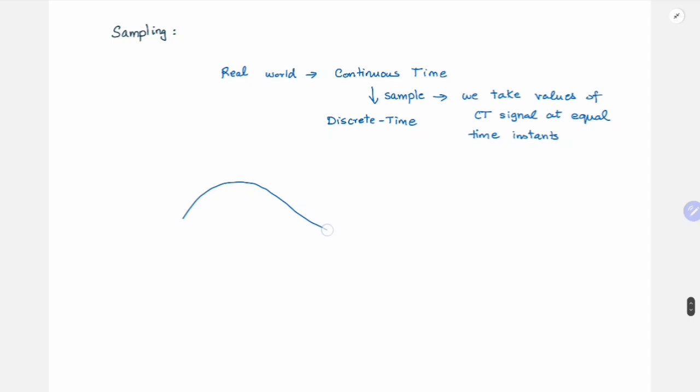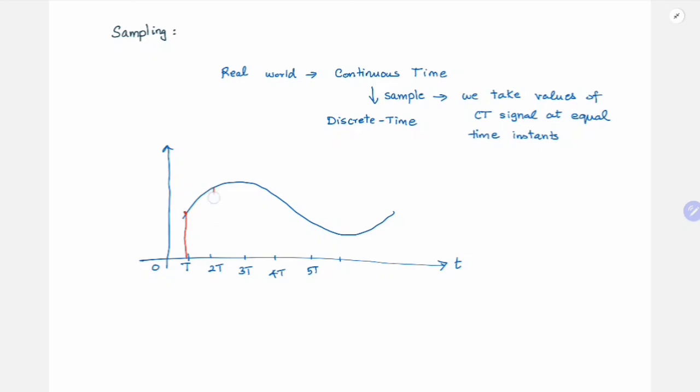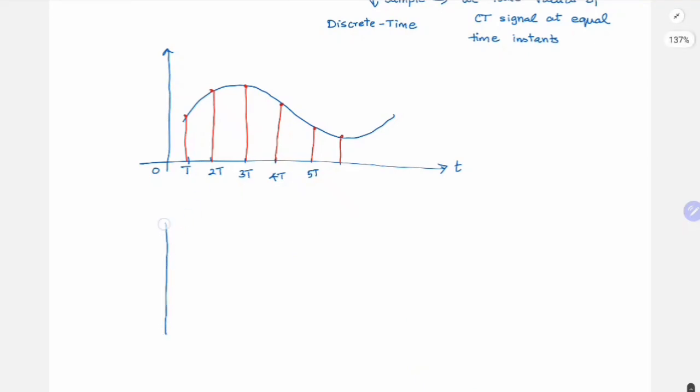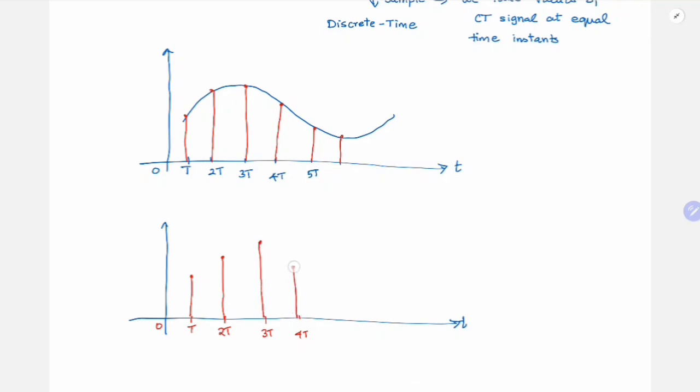For example, if I have a continuous time signal like this, where this is the amplitude axis and this is the time axis, I will take equal samples of T, let's say. So it is like T, 2T, 3T, 4T, 5T and so on. So I will consider the value only at these points. So now what will I have? Now I will not have the continuous time signal, I will only have the discrete points, the values at these instances: 0, T, 2T, 3T, 4T and so on. So I'll have something like this, and so on.